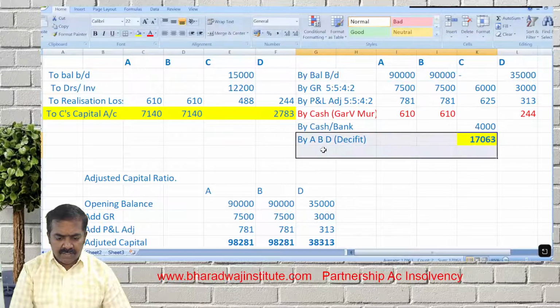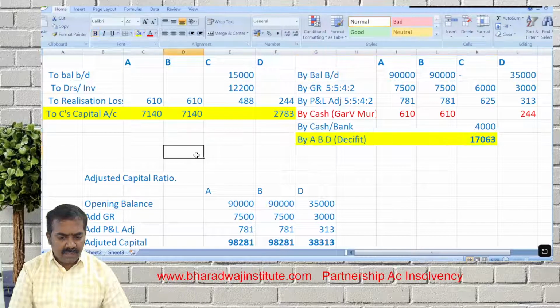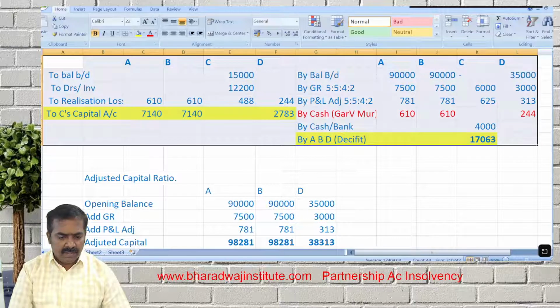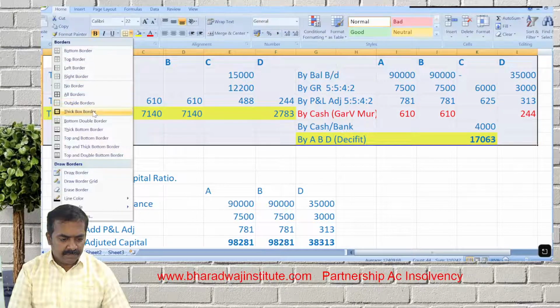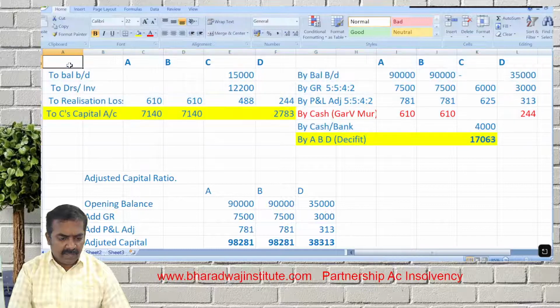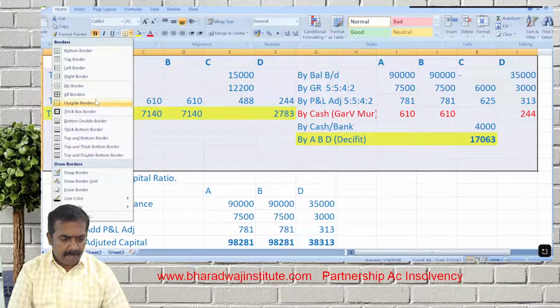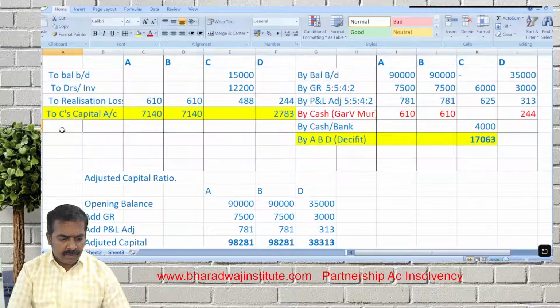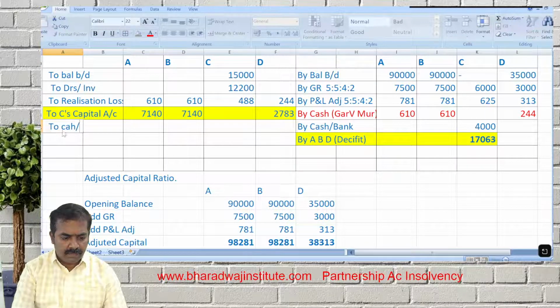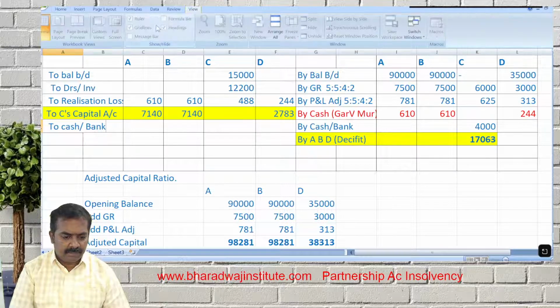The loss due to insolvency is borne by whom? Solvent partners in which ratio? Capital ratio. Then the balance amount can be settled. The balance amount can be settled. The balancing.